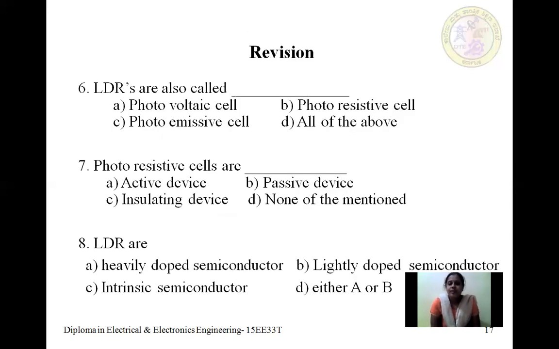Next, let me have a revision on this LDR now. So the sixth question is, LDRs are also called as, LDR is also called as photoresistive cell. The answer is option B, that is photoresistive cell. Next, moving on to the seventh question, photoresistive cells are dash. These photoresistive cells are passive devices. The answer is passive device, that is option B.